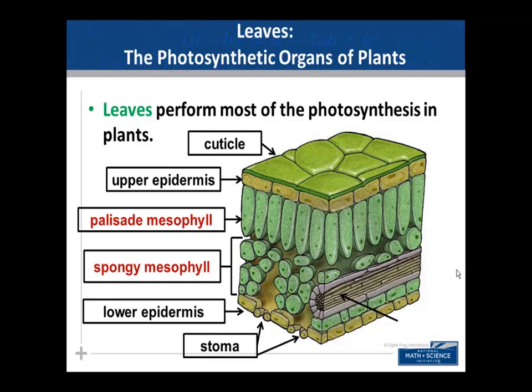Here we have the stoma. Stoma literally just means opening, and I haven't done this perfectly, but what the arrows should be pointing at is the hole in between the two cells that are flanking it. So the stoma is actually the hole. And then on either side of each stoma, or plural stomata, we have what are called guard cells.